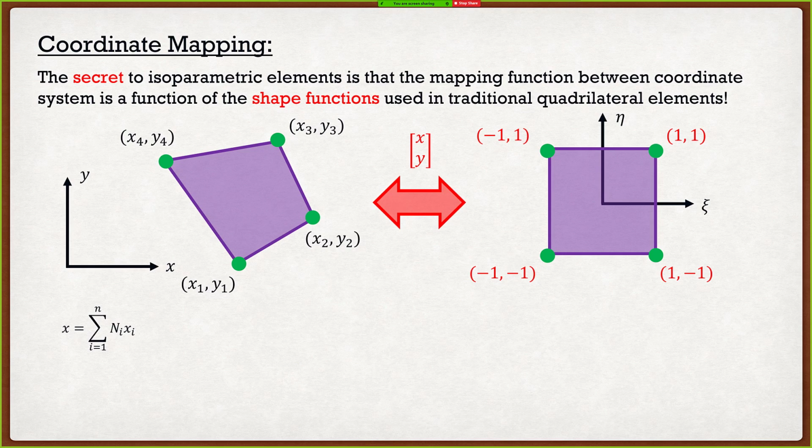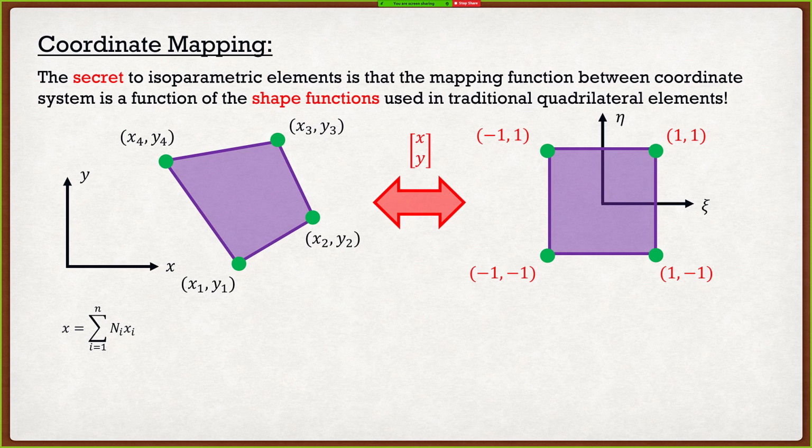So if we had a 4-node element, question for you guys. If we had a 4-node element here, 4 nodes, how many shape functions am I going to have? What do you guys think? 4-node element, how many shape functions? Eight.